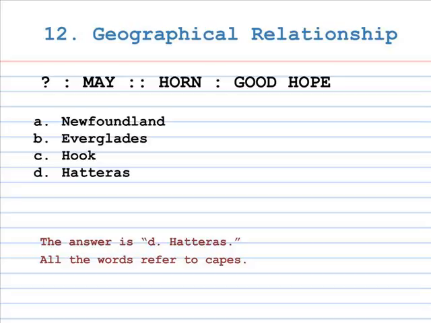12. Geography relationship. A, Newfoundland; B, Everglades; C, Hook; D, Hatteras is to May as Horn is to Good Hope. The answer is D, Hatteras. All the words refer to capes. Cape May, by the way, is in New Jersey. Cape Horn is in South America. And the Cape of Good Hope is in Africa, more specifically South Africa.